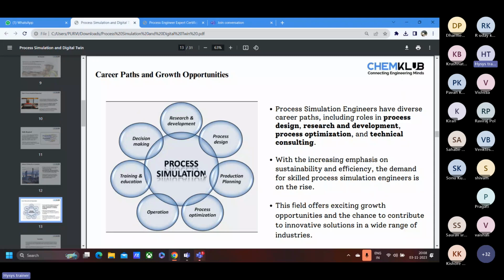So in mother plant units, decision making is the main thing they work on with the help of process simulation software. I think many engineers are working day and night on this only, on which crude to be considered, so that they can refine it and get the maximum petrochemicals out of it. Okay, so does anyone have doubts?